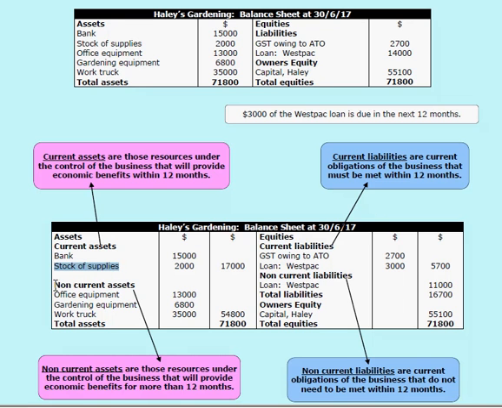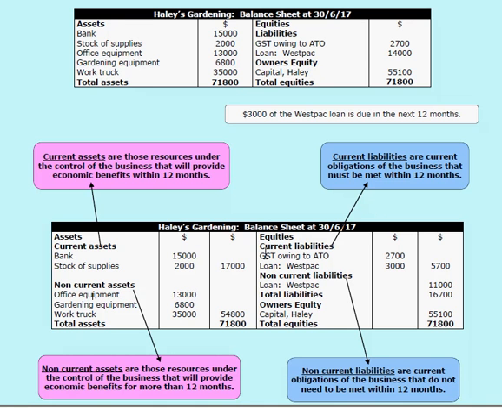And non-current assets, these are the long-term assets, that is those assets that will provide economic benefits for more than 12 months. There's a definition down the bottom. Those resources under the control of the business that will provide economic benefits for more than 12 months. Equipment, machinery, computers, all that sort of long-term assets, trucks, etc.